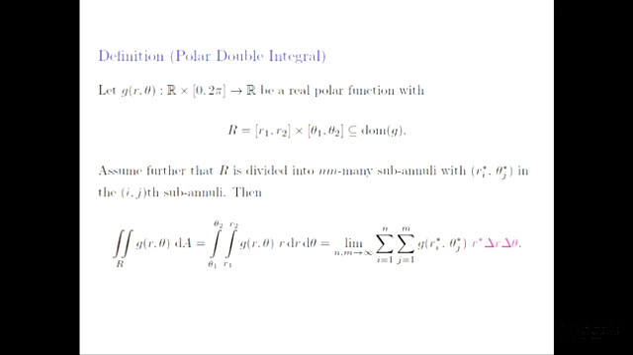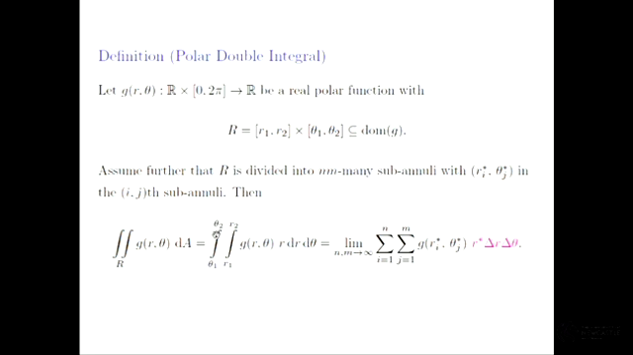All right, so finally, here's our definition of a polar double integral. If we let g be a polar function, which takes a polar value and maps it to a real value, and assume further that R is divided into n by m many sub-annuli, and you take a sample point from each of those sub-annuli, then the double integral over this region is equal to this sum as you take n and m to infinity. Again, I'm just saying, divide your region into infinitely many tiny sub-annuli and then add the volumes together.